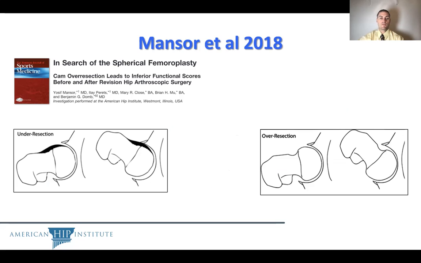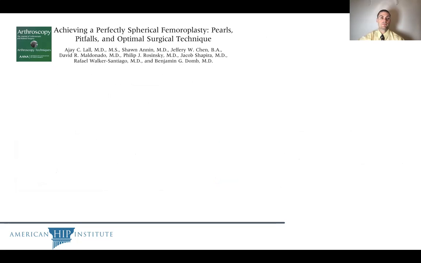And anecdotally, this makes sense. We know that during revision hip arthroscopy, an under-resection and an over-resection are not the same. We have a lot more tools in our tool belt to address the additional bone that's left in the under-resected CAM deformity, whereas with modern surgical techniques, we do not have great options to address the bone void that's left by an over-resection. While surgeons may be aware of the importance of achieving an adequate femoroplasty, achieving this in the OR itself is one of the more technically challenging aspects of hip arthroscopy.